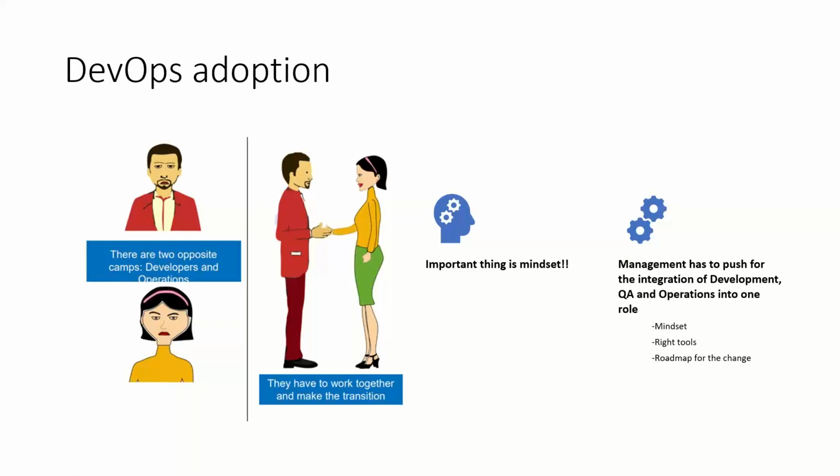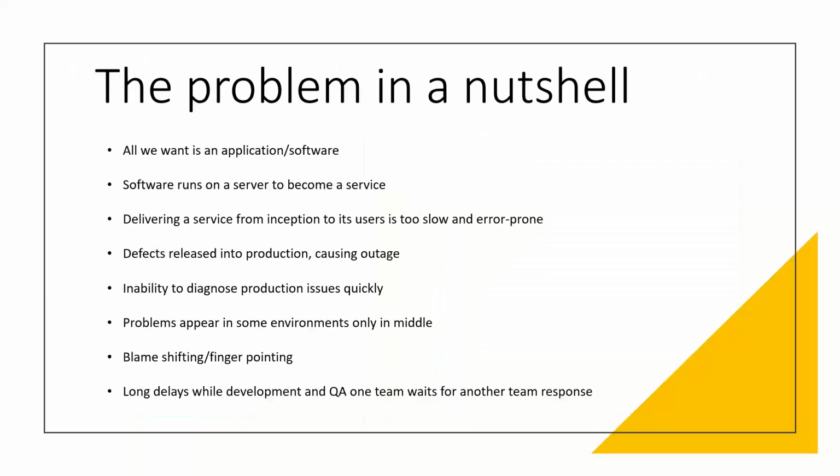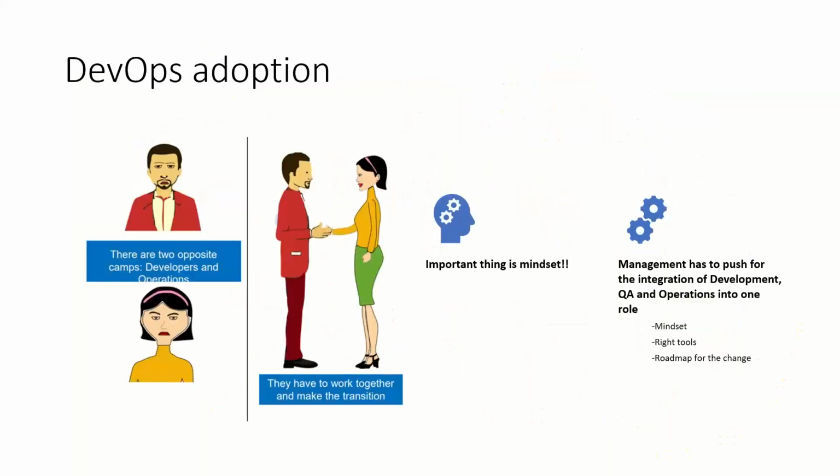Yeah, DevOps adoption process. As you see here, there is a wall of confusion. There is a bridge between the development and operations teams. So what we are going to achieve with DevOps is collaboration. If you adopt DevOps, you are going to achieve collaboration between the teams. Everybody should work together, right?